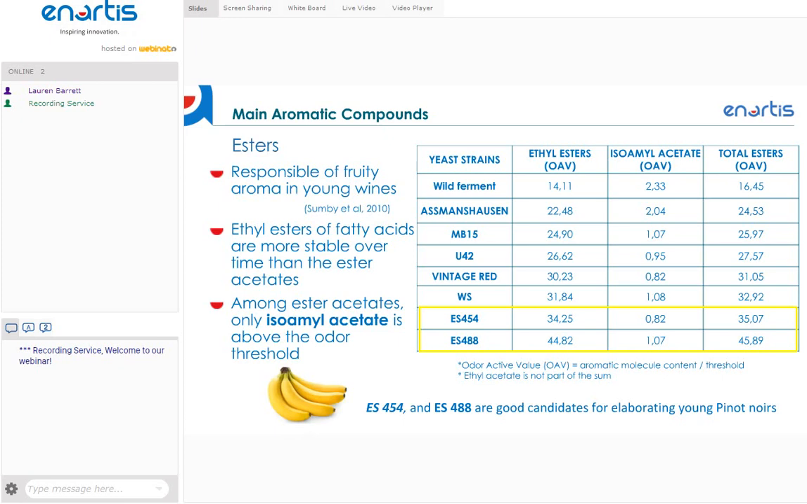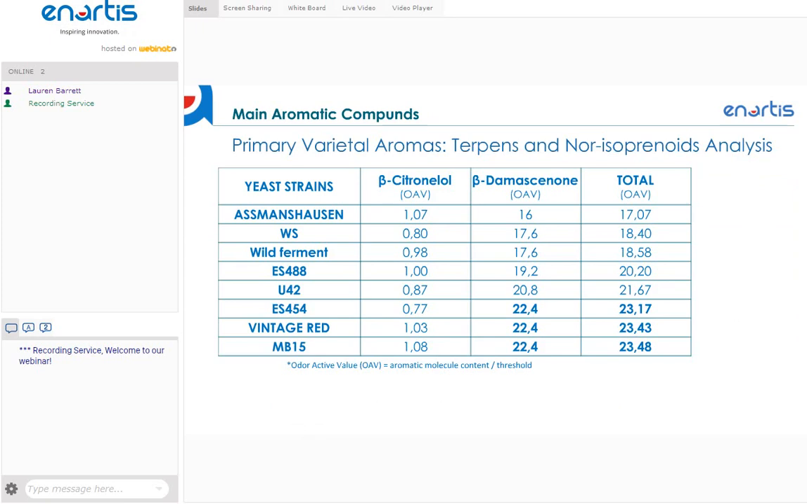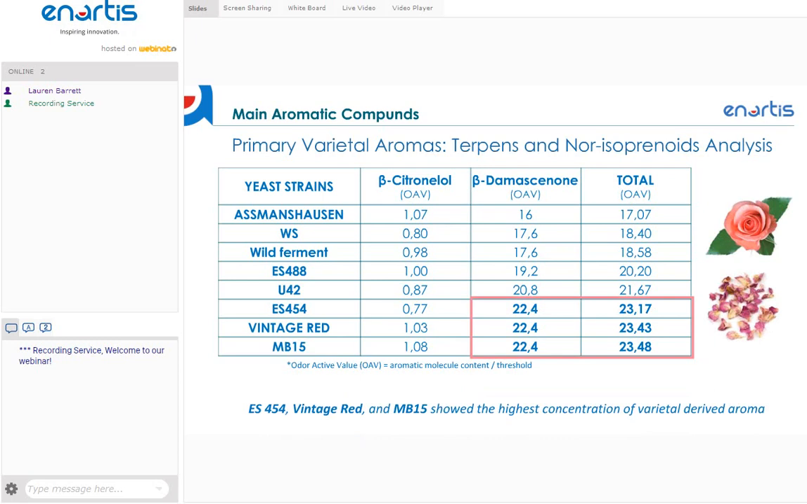Now we're going back to some of the primary varietal aromas, and again touching on beta-damascenone, which we spoke of earlier on. In our trials, ES454, Vintage Red, and MB15 expressed higher concentrations, or revealed higher concentrations, of beta-damascenone. This is a really great tool for producers who are trying to drive more of that honey, rose, tea aromatics, and really enhance aromatics, as beta-damascenone is an important aroma enhancer in Pinot Noir.